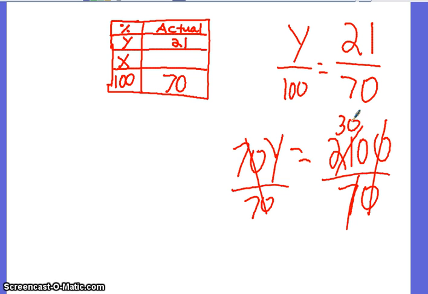So now I know that this is 30%. So what would my x be? It'd be 70. That's 30%. Right. And I got it.